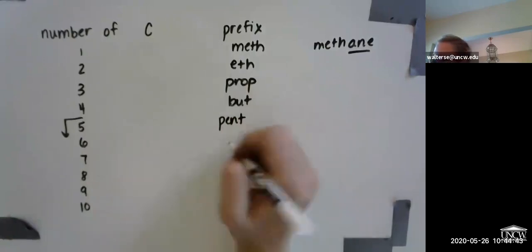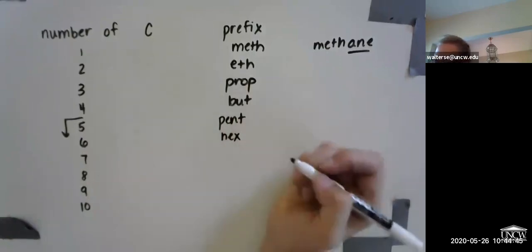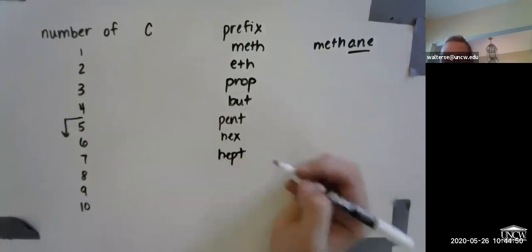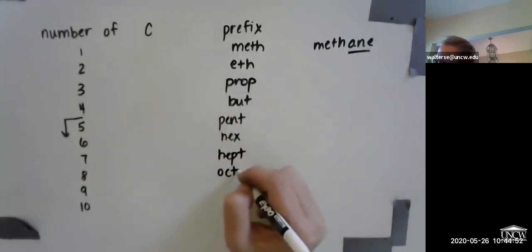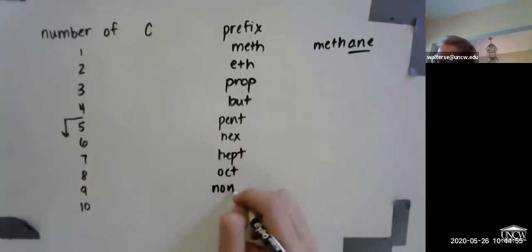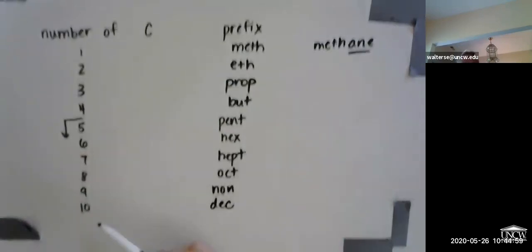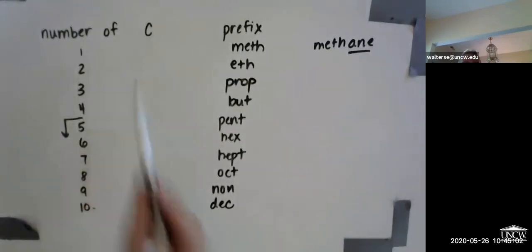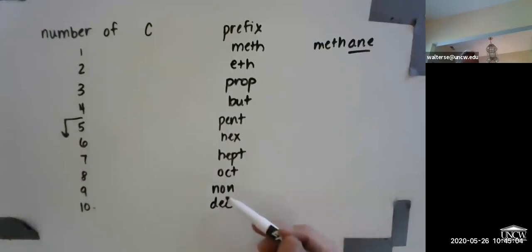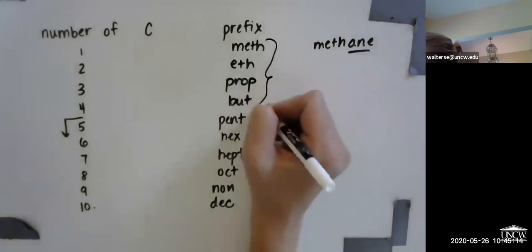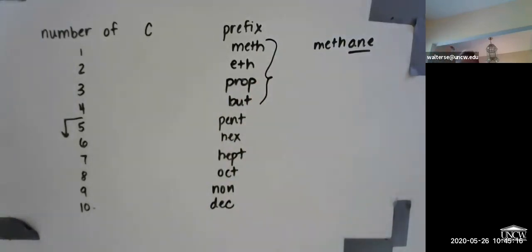So pentane, 6 is hex. 7 is hept, H-E-P-T. 8 is oct. 9 is non. 10 is dec. So a 10 carbon alkane would be called decane. 9 carbons, nonane. 8 carbons, octane. Heptane, hexane. These are the hardest, but only because they don't represent a number.